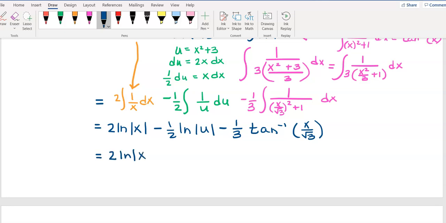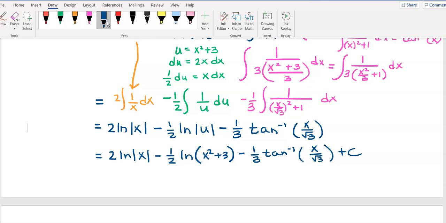So 2 ln of x minus 1/2 ln, the absolute value of what u is equal to, which is x squared plus 3. And actually, you know what? Because x squared plus 3 is always going to be positive, we can go ahead and change those absolute value bars to parentheses. And then minus 1/3 arctan of x over root 3. So don't forget your plus c on the end, and that should take us to our answer for this type of question.